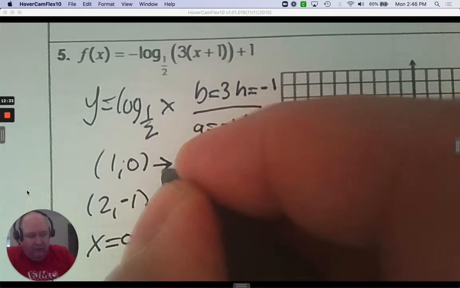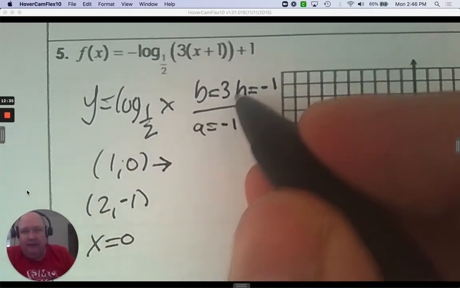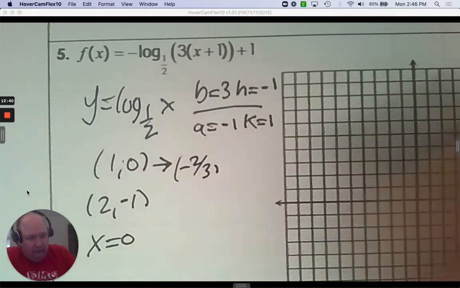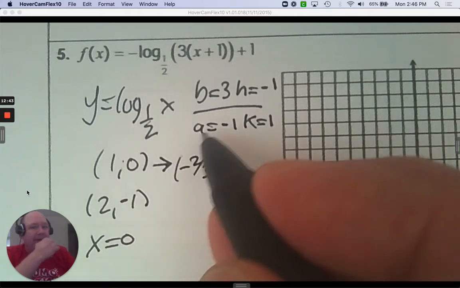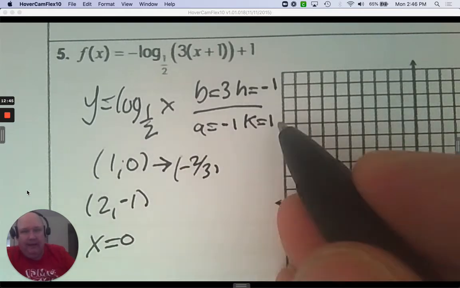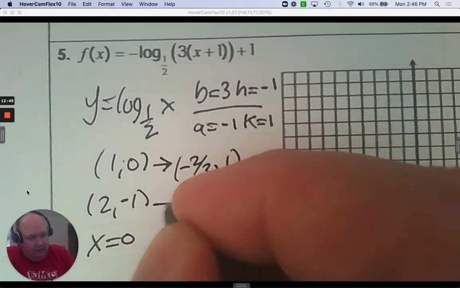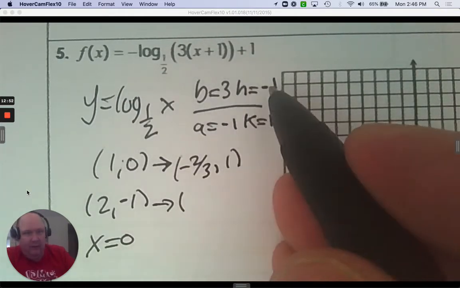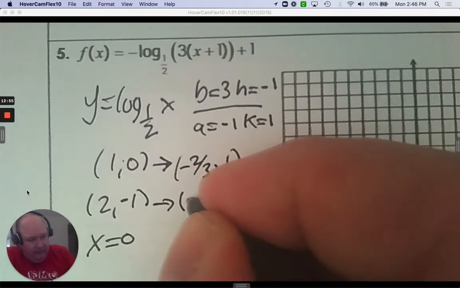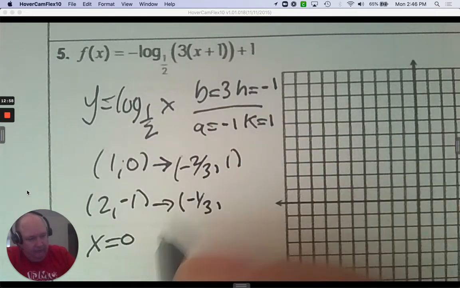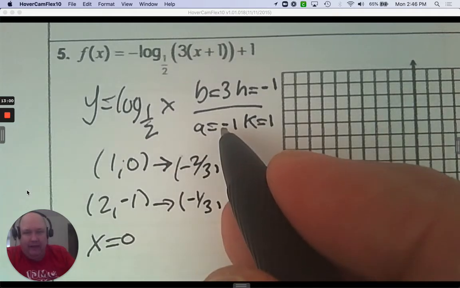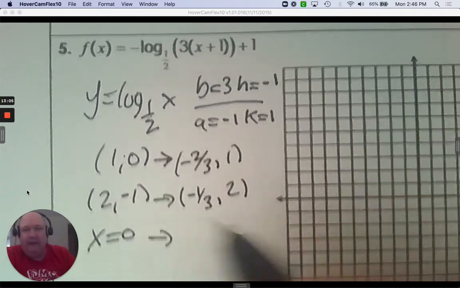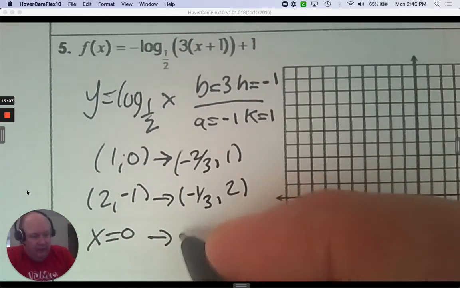So let's see the change for the x. So 1 divided by 3 is 1/3. Take away 1, which is -2/3. And then 0 divided by -1 is 0. And then add 1. Let's do that again. 2 divided by 3 is 2/3. Take away 1 is -1/3. And then -1 divided by -1 is +1, plus 1, which is 2. And then the asymptote is whatever h equals. So it's -1.